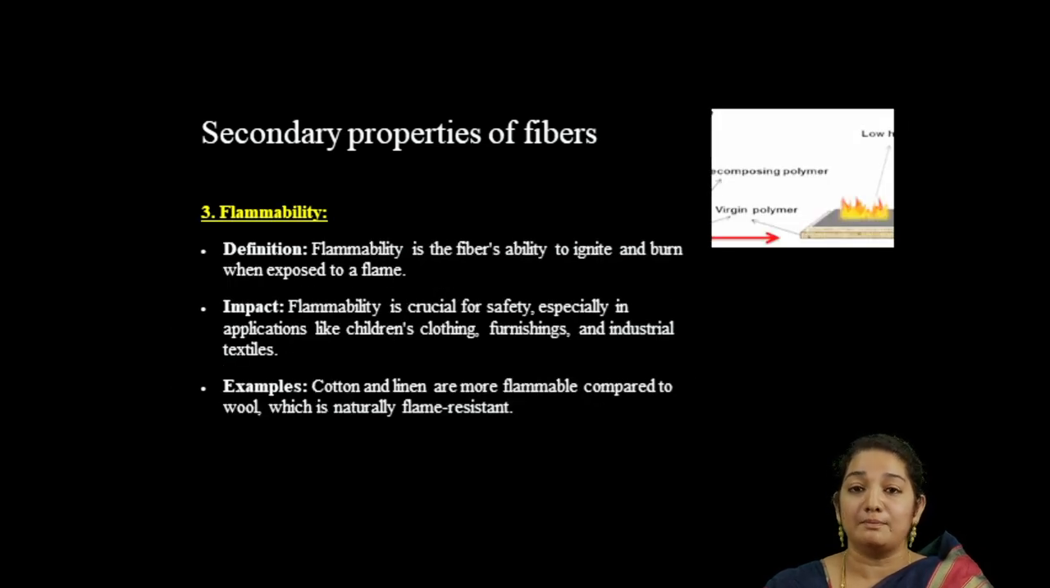The third one is flammability. Flammability also has to be considered. It is very important when constructing children's garments, furnishings and industrial application textile fibers. So these three things are very important when constructing garments, and flammability should be considered. Cotton and linen are more flammable compared with the natural fiber wool.